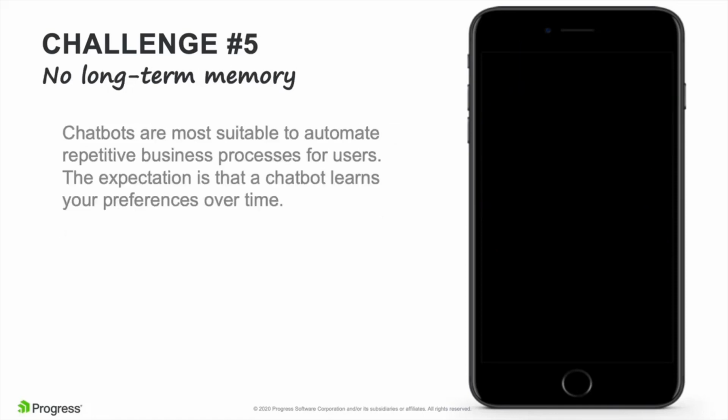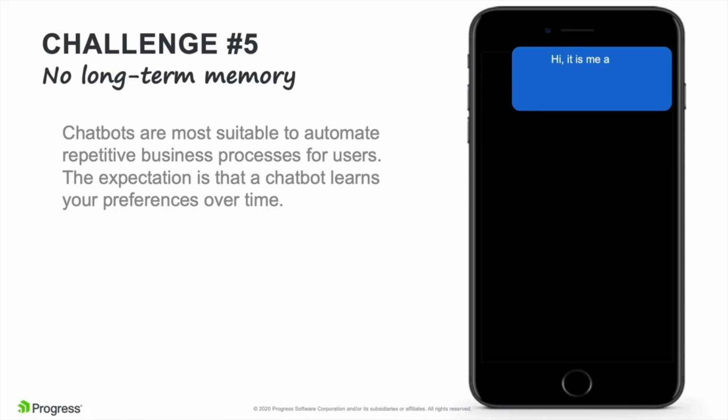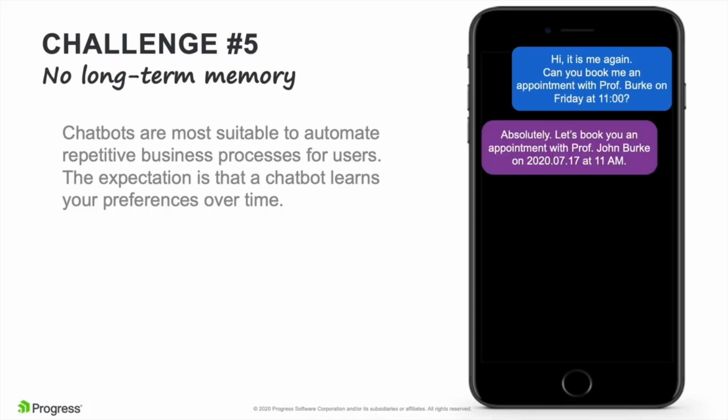Next one is lack of long-term memory. So chatbots are a machine, so they should be able to remember things that they hear from the students or their users from previous conversations and then reuse them in the future. So if somebody says, hey, it's me again, can you book me an appointment with Professor Burke on Friday at 11? The chatbot says, yeah, absolutely, I can help you book that meeting at this date and at this time. What is your phone number?